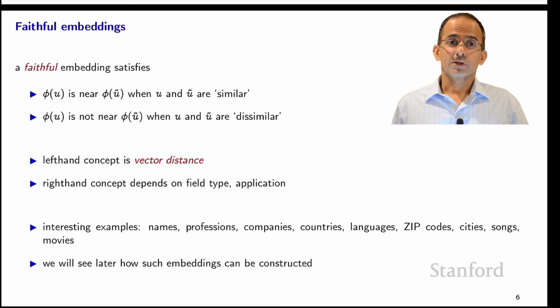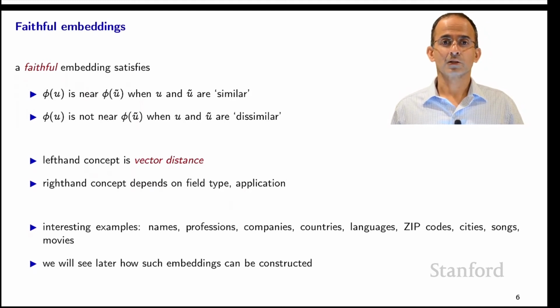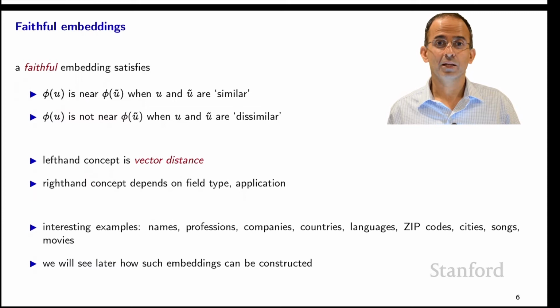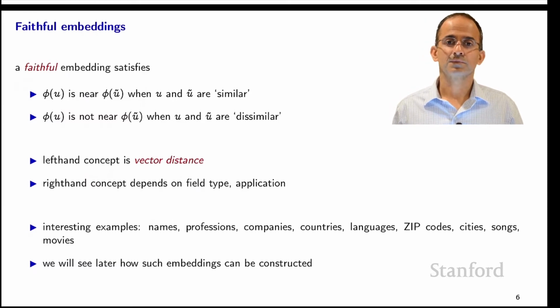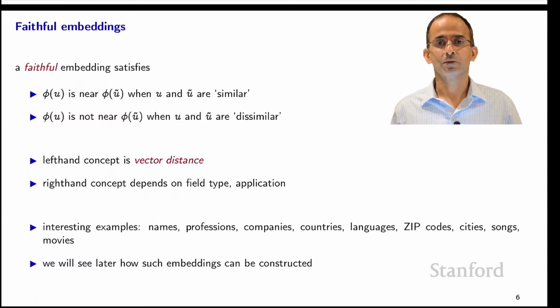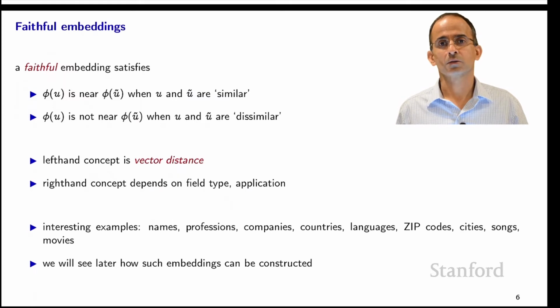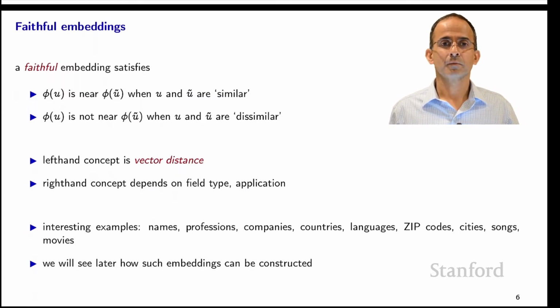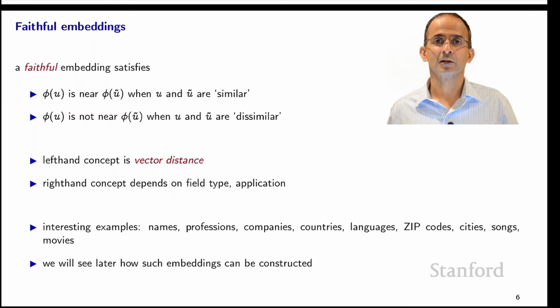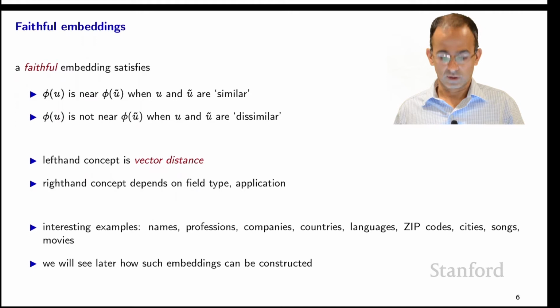So there are lots of interesting examples one might think about where it's not so obvious how to construct a faithful embedding. We can think about names of people, professions, companies, countries, languages, zip codes, cities, songs, movies. And we're going to see several of these in examples, and we'll also see some general techniques for constructing embeddings.